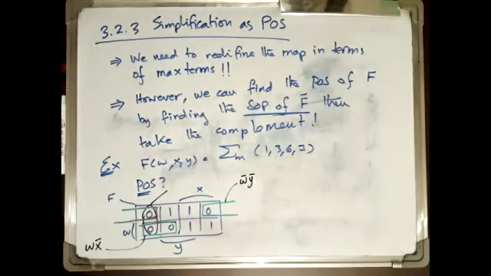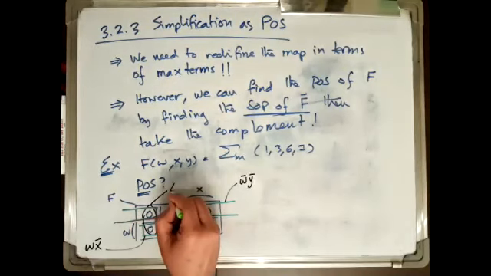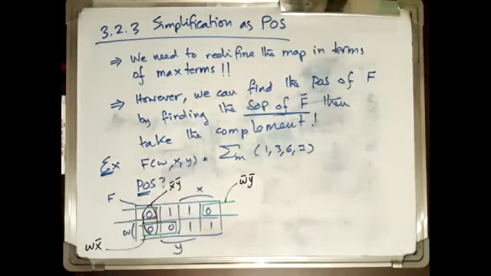Anyone can answer? X bar Y bar, right? X bar Y bar. So we have three possible prime implicants for f bar. How did I know that? Because I am looking at the map of f and I'm using the zeros. So I don't need to draw the map of f bar, because I know that these zeros for f are the ones for f bar. Now, which of these is essential?